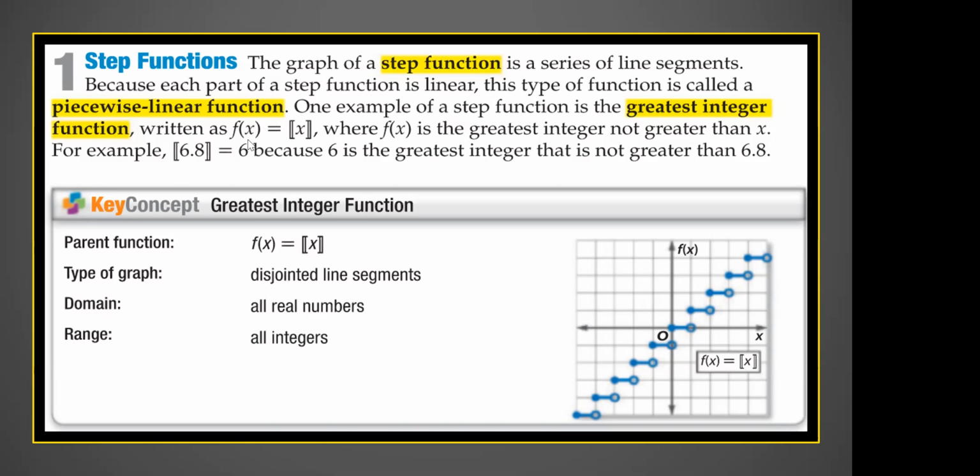One example of a step function is the greatest integer function, which is the one we're going to take a look at, where f of x is the greatest integer not greater than x. So for example, the value of 6.8 would equal 6, because 6 is the greatest integer that is not greater than 6.8. In order to be 7, it would have to be 7 point something.